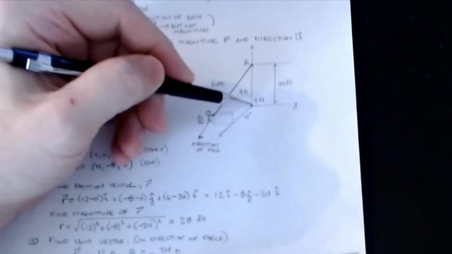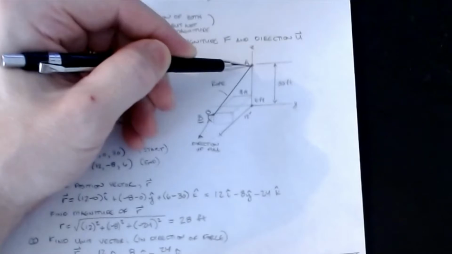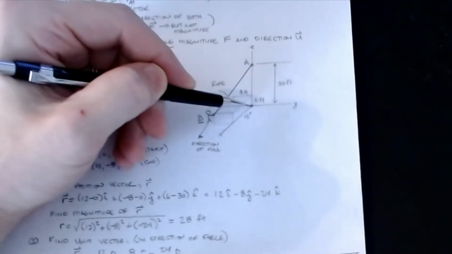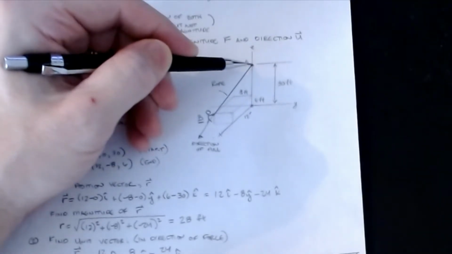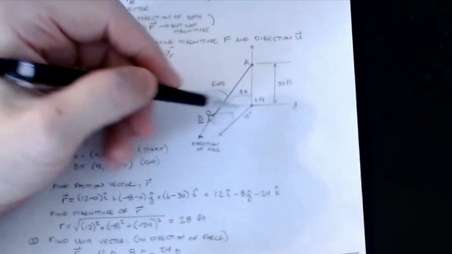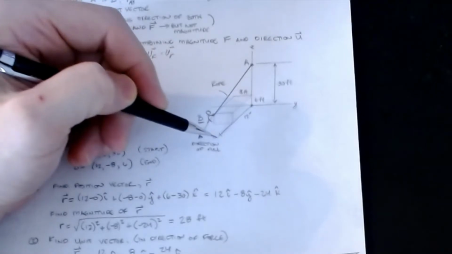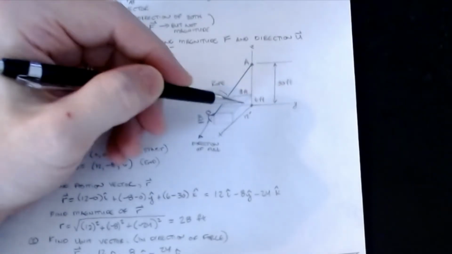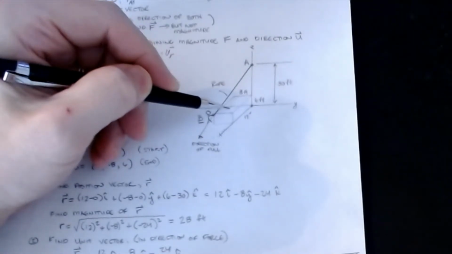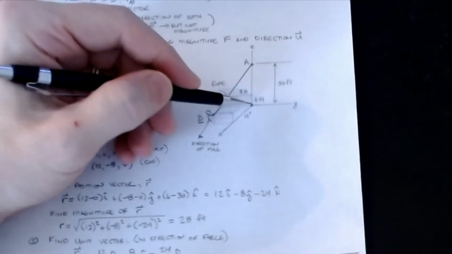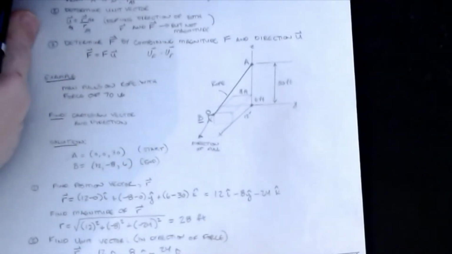Okay, and we know the location of where A is tied in at. It's directly above the origin by a distance of 30 feet. And then point B we know is going to be 12 feet out in the X direction, 8 feet over in the negative Y direction, and 6 feet up in the positive Z direction.